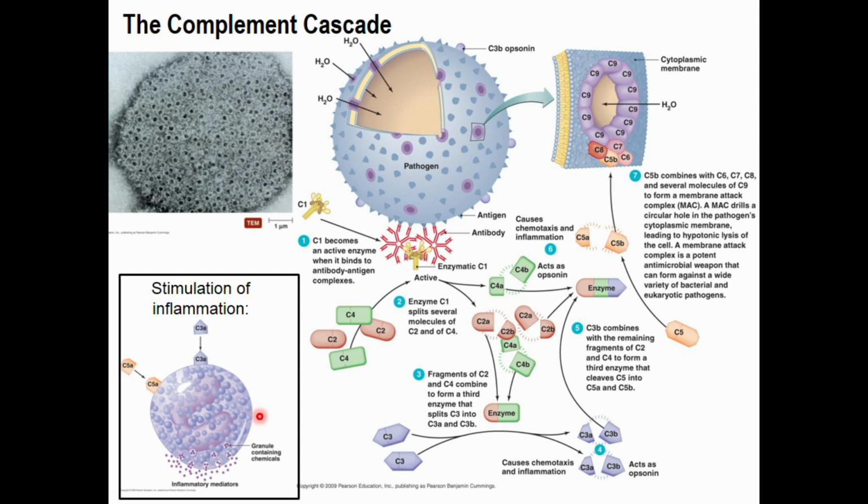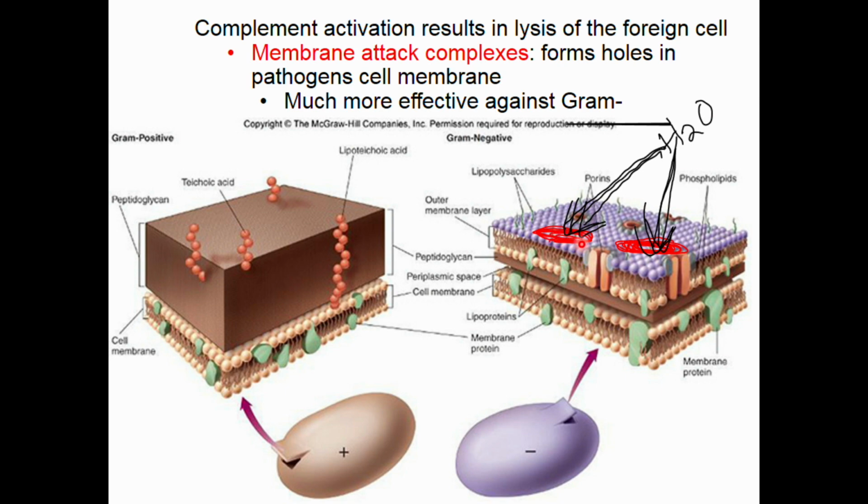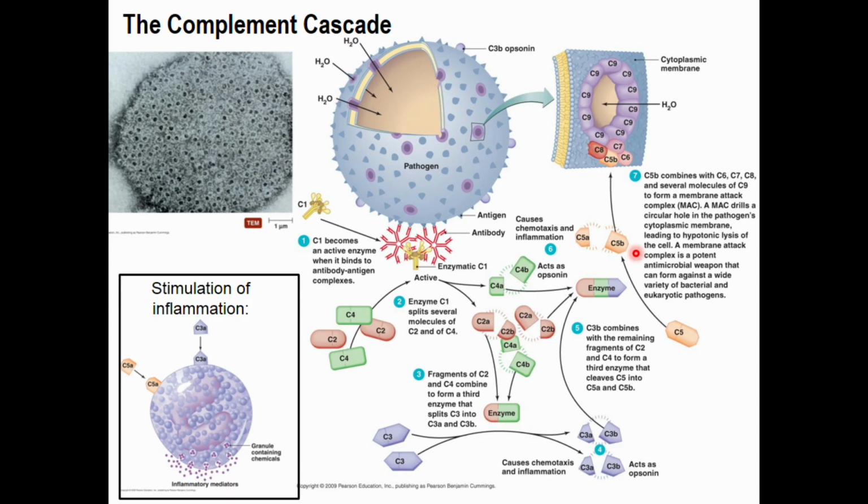The other thing this does is different components will then bind to the pathogen and make these pores, these membrane attack complexes, which I drew here. So the red circles here are the same thing as this over here. And now water is going to go and flood into the cell. And essentially, this whole thing is going to blow up. Okay? It's too much for it.